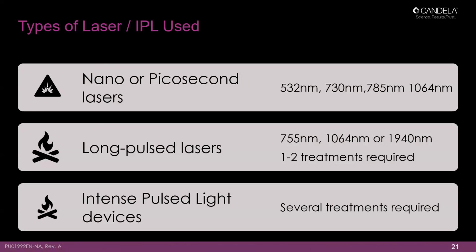So we've now decided that the pigmented lesion we want to treat is benign, it's not malignant. So we now know it's safe to carry on and treat it. And we can do this in a number of different ways with lasers and IPL systems. We can use nano or picosecond lasers. We can use long pulsed lasers. So for instance, an Alexandrite 755, a 1064 Nd:YAG, or even a 1940 diode Frax.